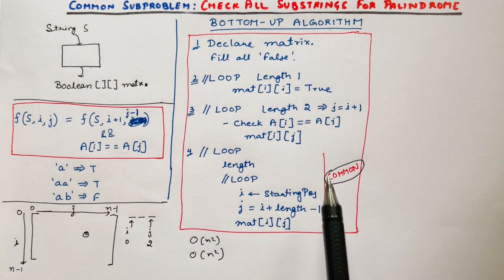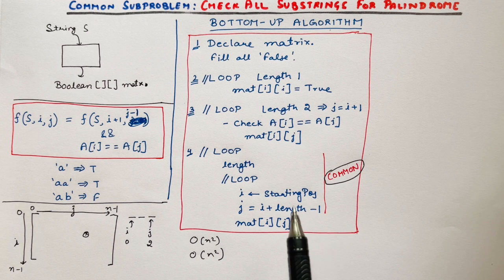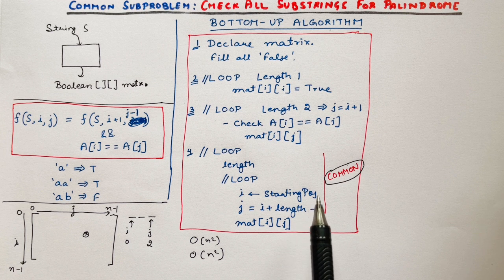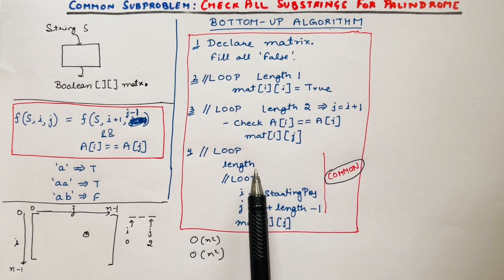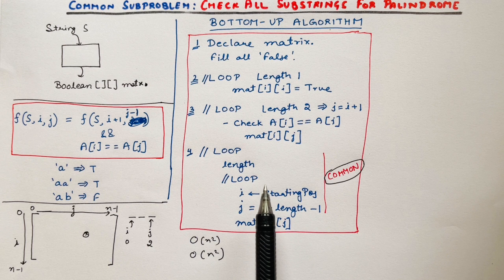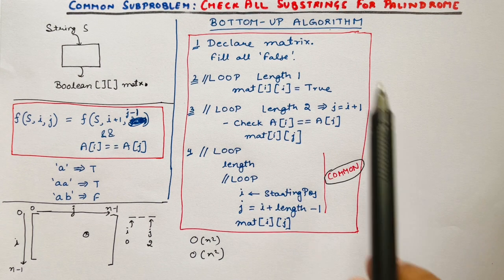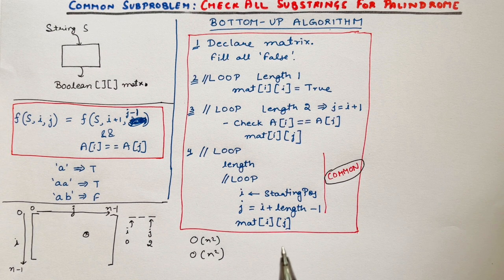This is a very common way of iterating over a string to go through all of its substrings. We are going through all the substrings lengthwise. We are first fixing a length and going through all the substrings of that length. Then we increment length by 1, and then we go through all the substrings of that length, and so on. So at the end of this whole algorithm, we will have the results of all substrings in this matrix.